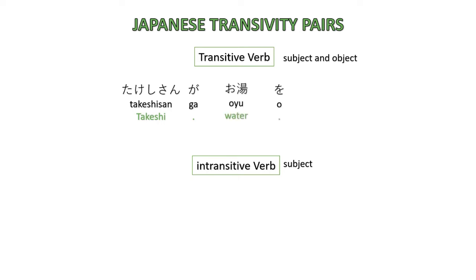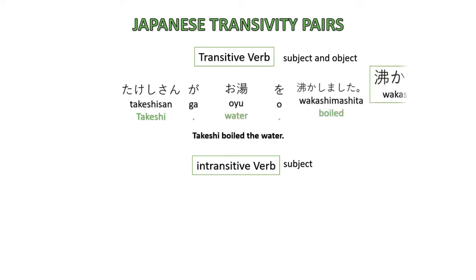Takeshi-san ga oyu o wakashimashita. So, Takeshi boiled the water. So, we use here the transitive verb wakasu. Okay, for clarification, when we use the verb wakasu to boil, we use oyu. Okay, so it is redundant. You are boiling hot water because oyu means hot water already. So you are boiling hot water.